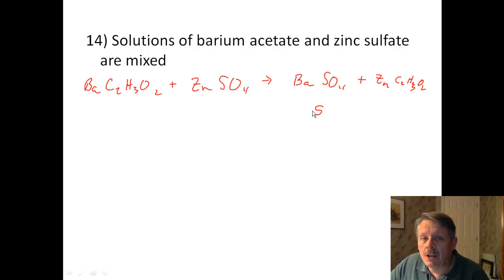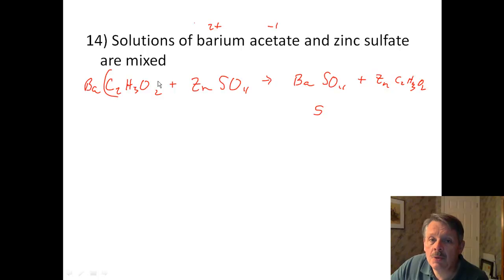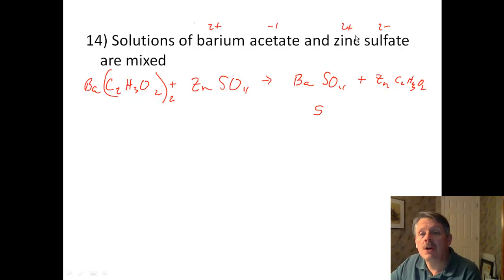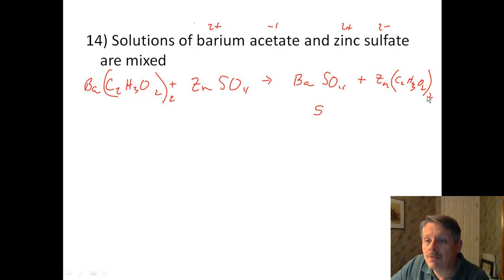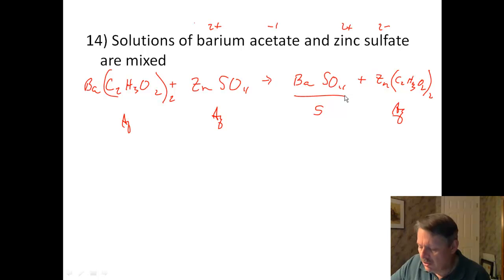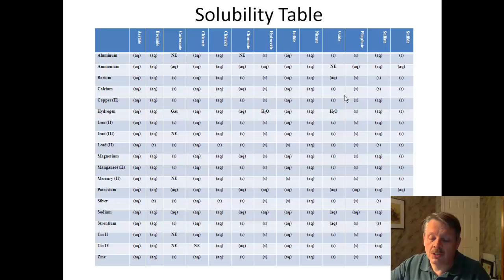So here's our solid. All right, now let's go back and balance charges. Barium is +2. Acetate's -1, so we have to cross them, so we need 2 acetates. And zinc is 2+, and sulfate is 2-, so they cancel each other out. And over here, barium and sulfate cancel each other out, and the zinc and the acetate do not, so we have to have 2 of those. But that gives us a balanced chemical reaction, where everything is aqueous, except barium sulfate. Okay, it's a solid, so that's our driving force. So that's the way we do them.